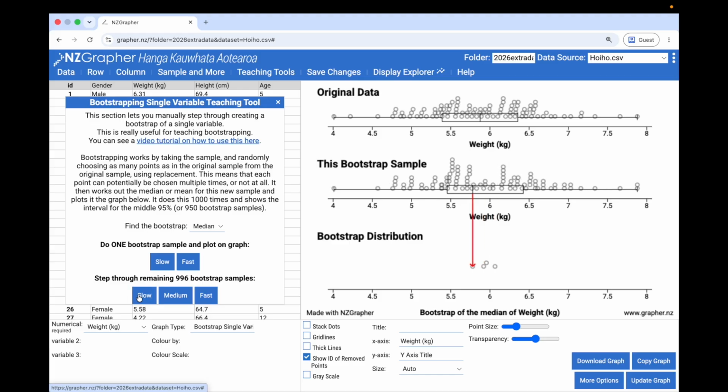So I'm going to press the slow button, and we're going to get it going slowly to start off with. What we can see here is in the middle we've got all of the different bootstrap samples, and the median for each one is being pulled down and put on the graph at the bottom. We've done about 100 so far, but we want to do 1,000, so I'm going to speed that up so it gets done quicker. And then it's eventually going to finish.